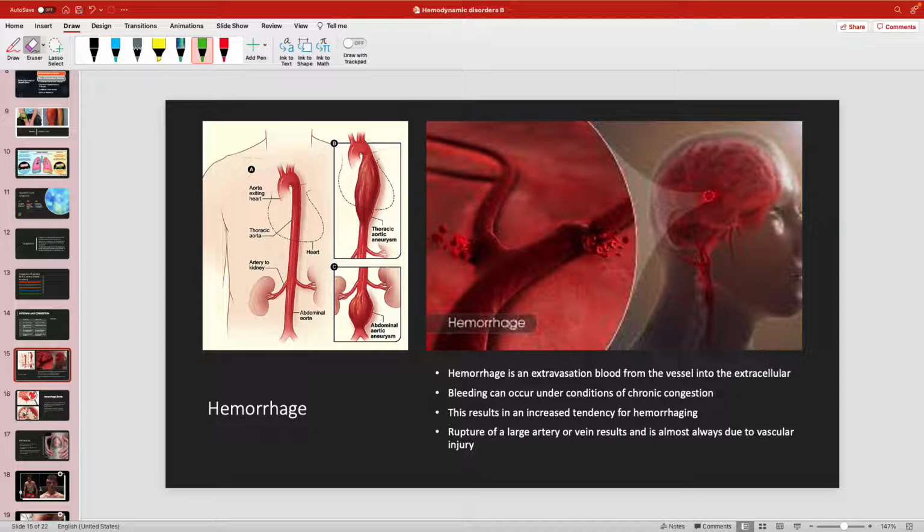And it's most often the result of damage to the blood vessel or a defect in clot formation.